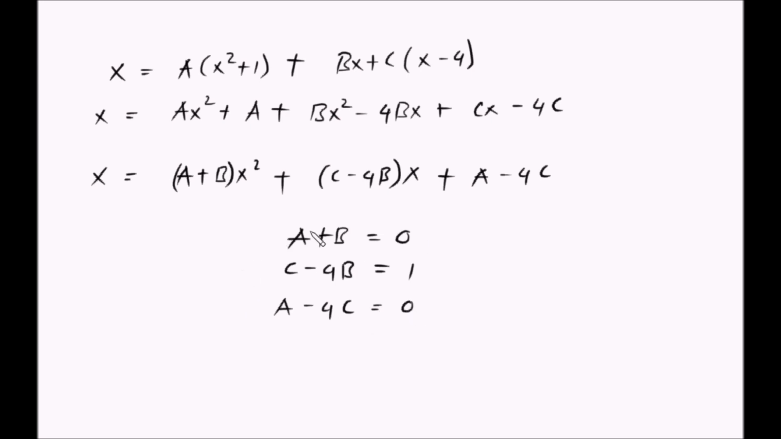So I'm going to solve. Hapa you can see I have 3 equations and 3 unknowns, so I can use my calculator here. I'm going to get a is equal to 4 over 17. B is equal to negative 4 over 17. And C is equal to 1 over 17.